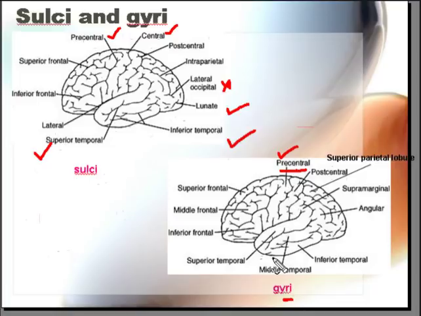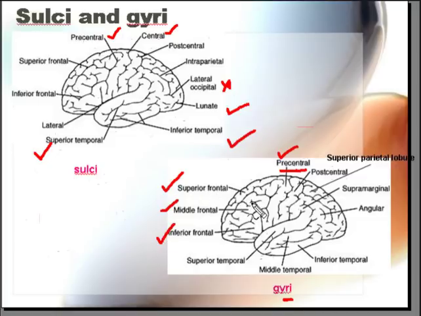Then you have these two sulci, the superior and inferior, and they divide this part of the frontal lobe into three gyri. The superior frontal gyrus, the middle frontal gyrus, and the inferior frontal gyrus. So you have superior, middle, and inferior frontal gyrus.